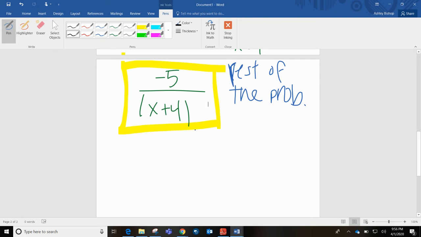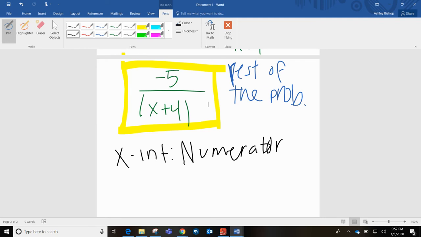But I have -5 divided by x plus 4, and I want to find the x-intercept. The x-intercept happens with what you are left over with in the numerator. So x-intercept comes from the numerator. What happens when we set the numerator equal to 0 and solve for x? Remember, we don't have an x in my numerator. I don't have an x.